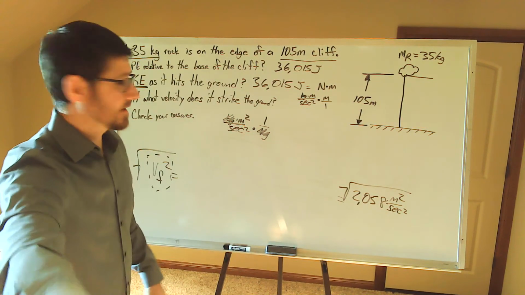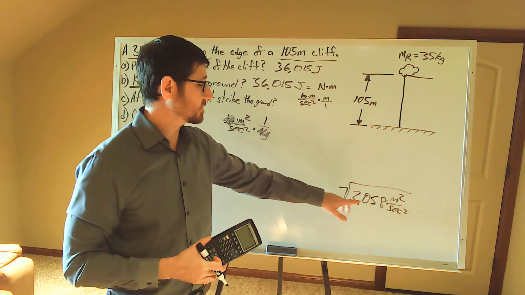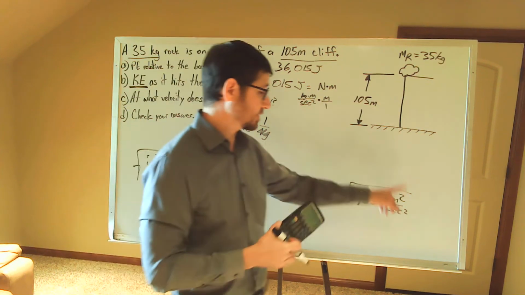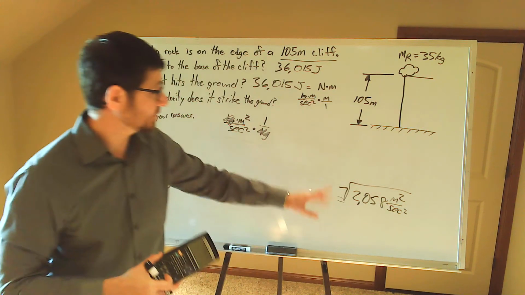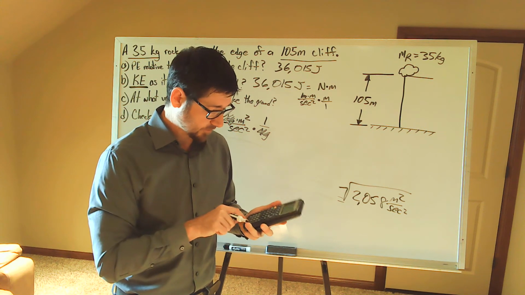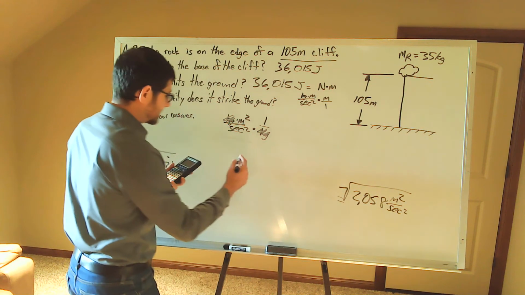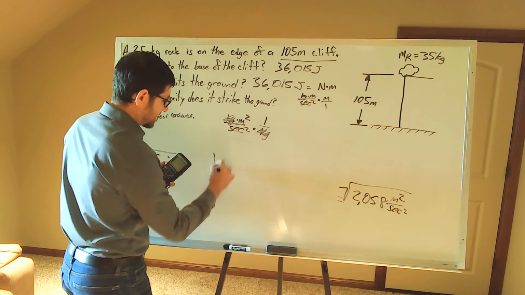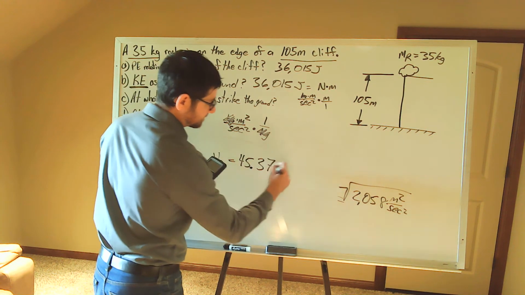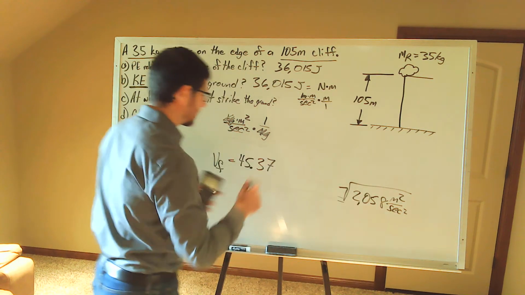So let's get out our calculator. Now remember, when we're taking the square root of this, not only are we taking the square root of the numerical value, we're also taking the square root of the unit value. So 2058, let's take the square root of that guy. This is 45.365. Here, I'll just say 45.37, okay? And we're going to take the square root of meters squared per second squared, which is going to be meters per second.